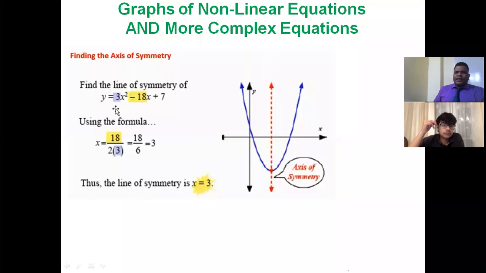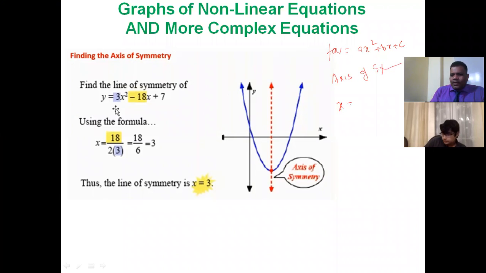Like finding the axis of symmetry. We already know that, but still, how do we find the axis of symmetry? So we know if f of x is given as ax squared plus bx plus c, what is the axis of symmetry? You remember the formula? Axis of symmetry is going to be x is equal to minus b over 2a.